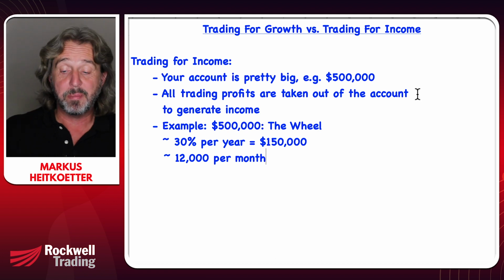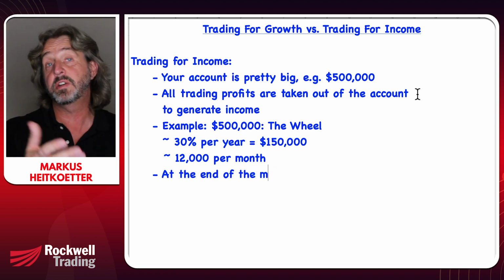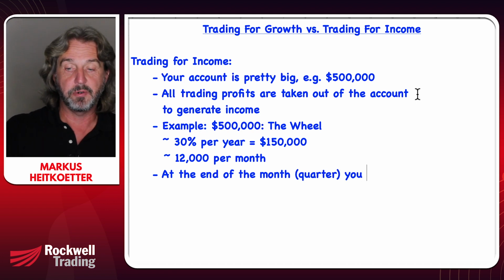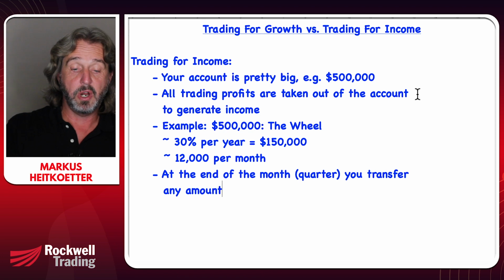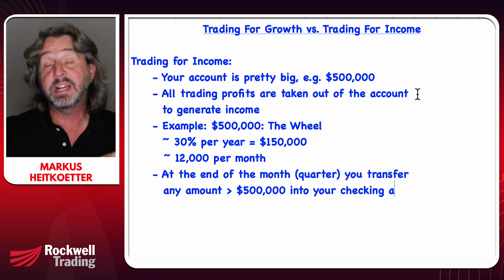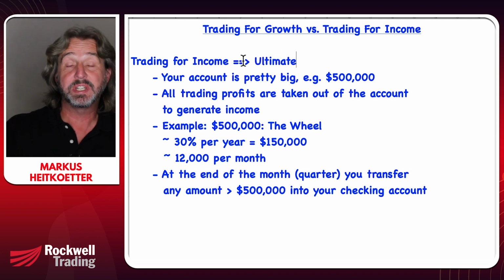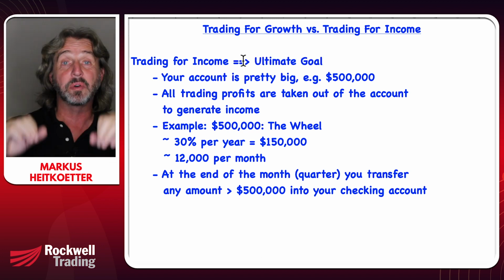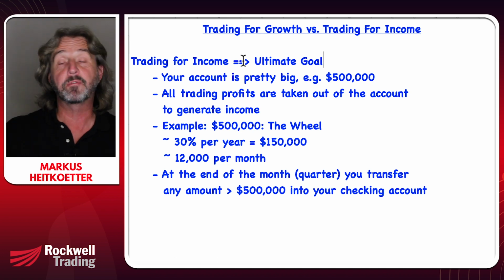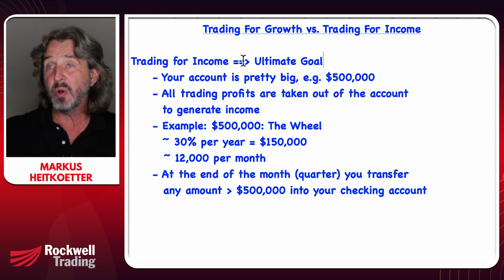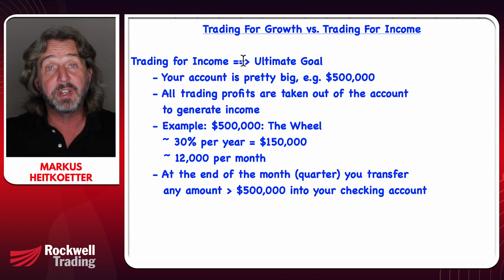So at the end of the month, and this is the idea here, or at the end of the quarter, doesn't really matter, depending on how you want to do this, you transfer any amount that is larger than $500,000 into your checking account as your income. So this is the ultimate goal as a trader, because this means that now you have brought your account to a decent size and now you're trading for income. So you don't want to grow your account anymore, and any excess profits that you're generating, you're transferring out of your account, or you can leave it in there depending on what your living expenses are.